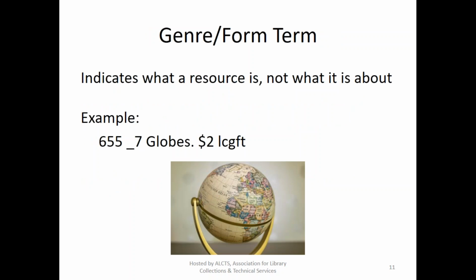One way of enhancing the discoverability of a catalog record is to add genre form terms. A genre form term indicates what a resource is, not what it's about. For example, if I were cataloging a world globe, I could assign the genre term of globes. This goes in the 655 field of a MARC bibliographic record, and the delimiter 2 subfield indicates the vocabulary from which this term was taken. In this case, LCGFT refers to Library of Congress genre form terms for library and archival materials.